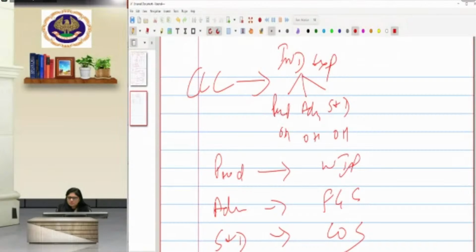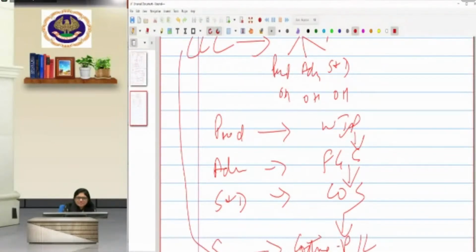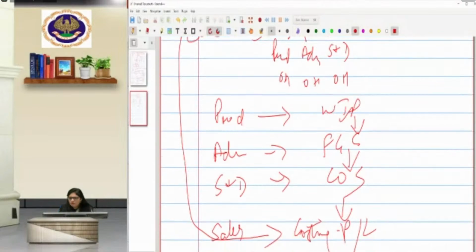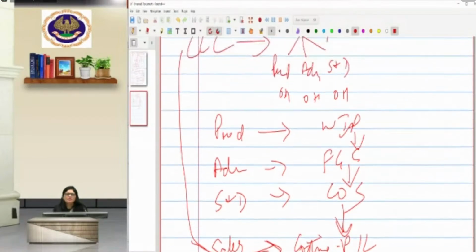Clear? So WIP will be transferred to finished goods, finished goods will be transferred to COS, and COS will ultimately be transferred to costing P&L. CLC will give the sales. So basically in the costing profit or loss account, sales are coming from here, cost of sales are coming from here, and it will calculate the profit. So this is the whole sequence of it.